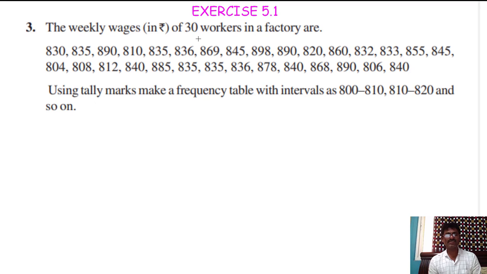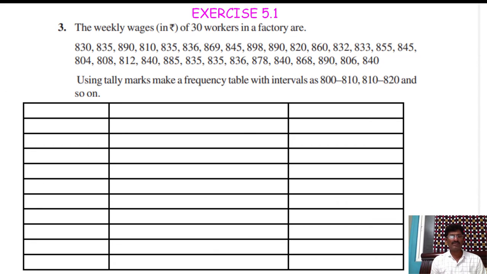The weekly wages of 30 workers in a factory are given here. Using tally marks, make a frequency table with intervals as 800 to 810, 810 to 820 and so on. So we are given the intervals also. Draw the table first. Here the topic is weekly wages, so let us write wages in rupees. These are also called classes.